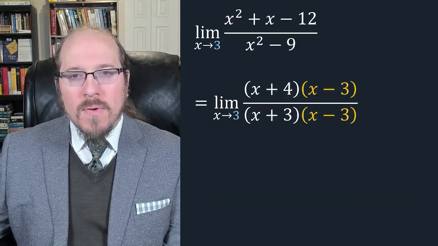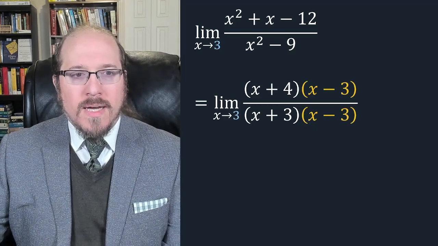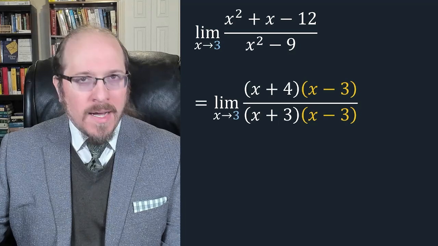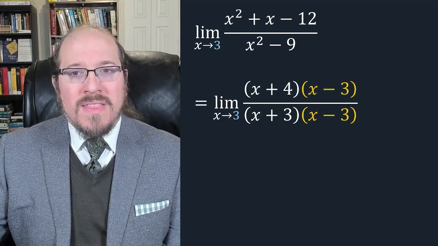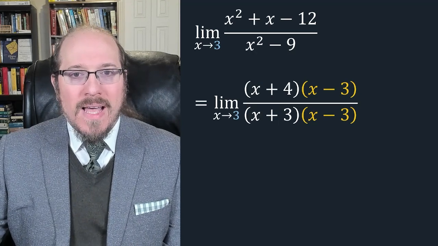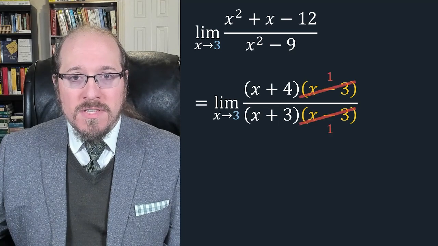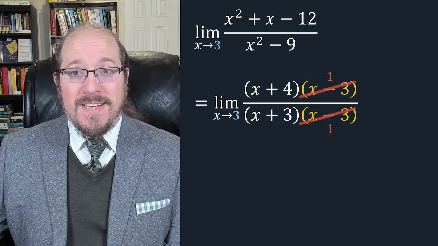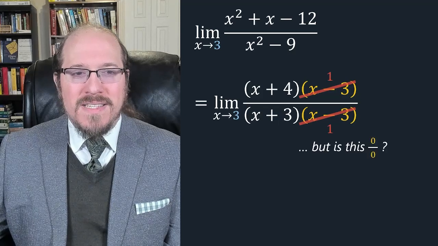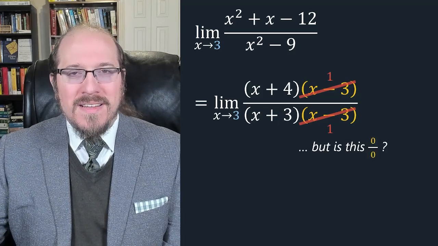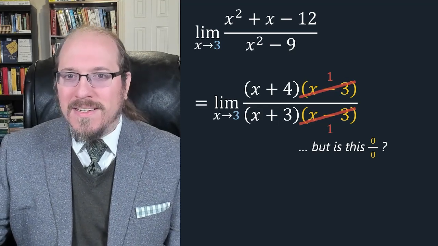If we factor both of these polynomials, the numerator comes out to x plus 4 times x minus 3, and the denominator comes out to x plus 3 times x minus 3. Okay, so that's why they both came out to 0. x minus 3 is a factor of each. Awesome, so let's cancel them out, right? But wait, if x is 3, then isn't that just 0 over 0 again? That would mean we can't cancel them out. I guess we're just out of luck.